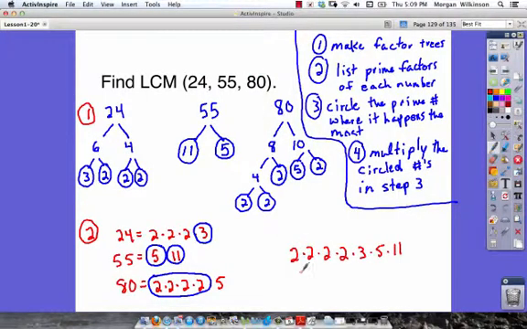So 2 times 2 is 4. Okay, 2 times 2 again is 4. Then we have 3 times 5. Well, that's 15. And we're going to multiply by 11. 4 times 4, that's 16. 15 times 11, do you remember our trick by 11s?